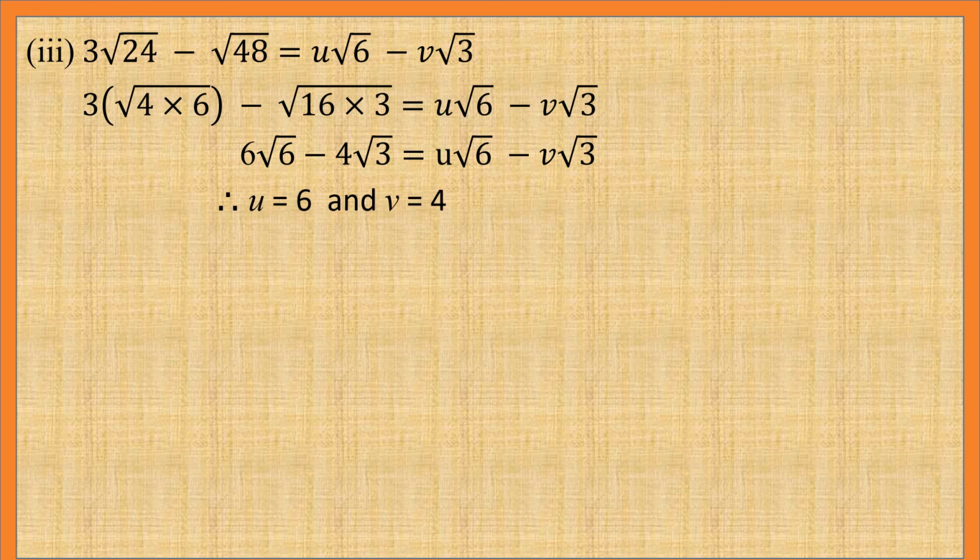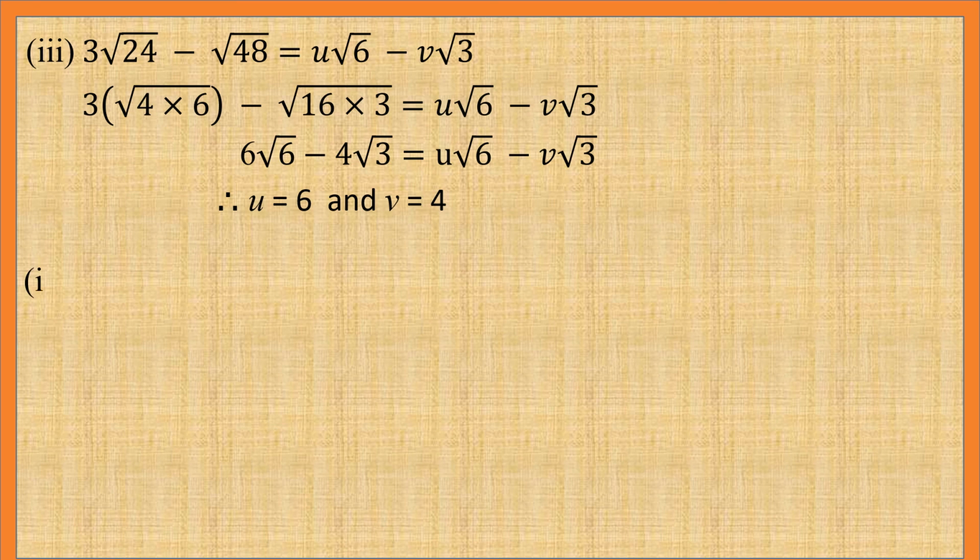The left hand side, when you compare them, root 6 here, root 6 there. So in front of the square root sign, we have u. In front here, we have 6. That means u is equal to 6. Then in front of root of 3, we have v. In front of root of 3, we have 4. That means v will be equal to 4. And we have rationalized. We have found the values of u and v.